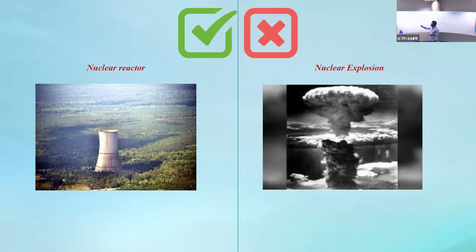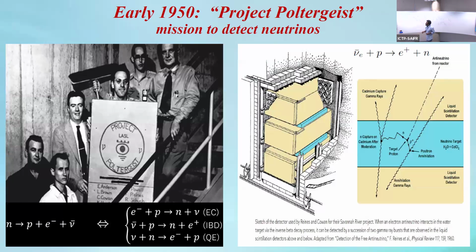So instead of nuclear explosions, they said, okay, maybe what about a nuclear reactor? A nuclear reactor also gives a lot of flux, and that's called Project Poltergeist. You can look into these details on YouTube or other places. There are many interesting stories about it. And that's the first proposal for how to detect neutrinos, using inverse beta decay, particularly this process.